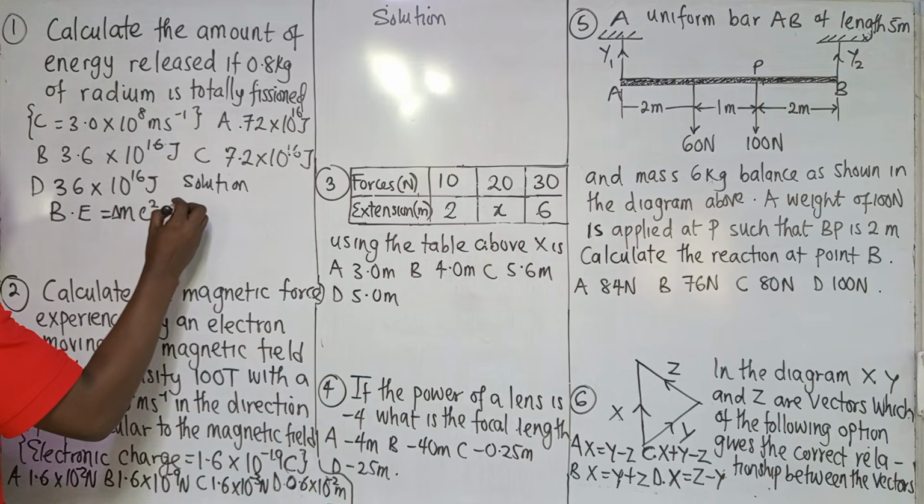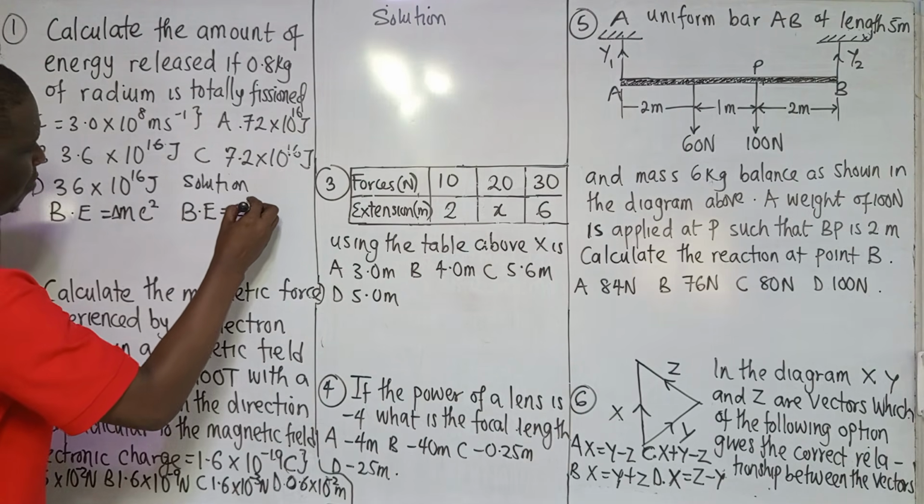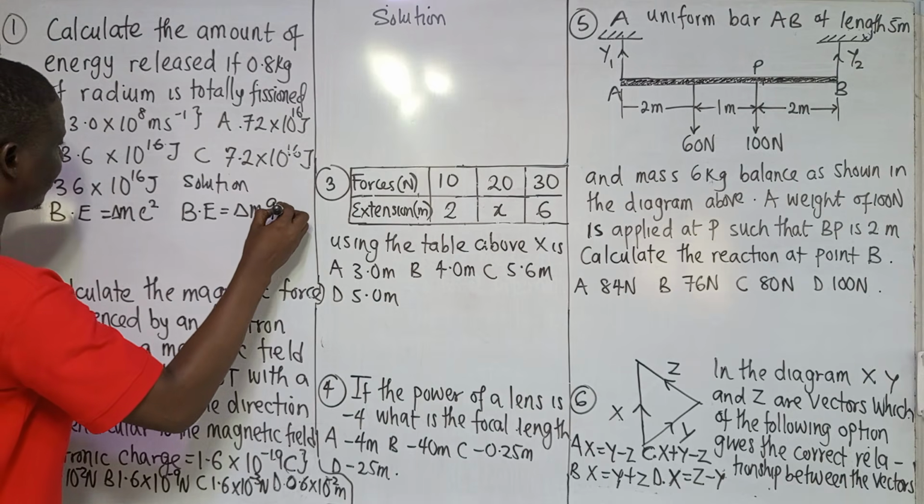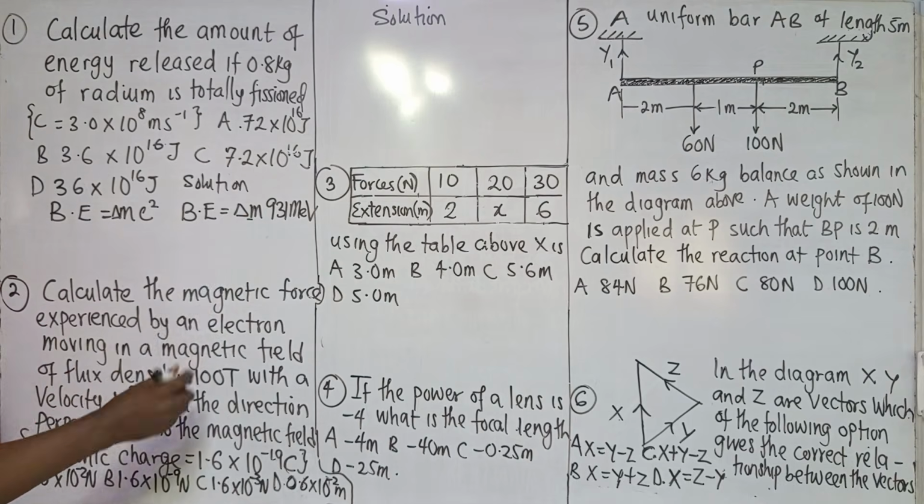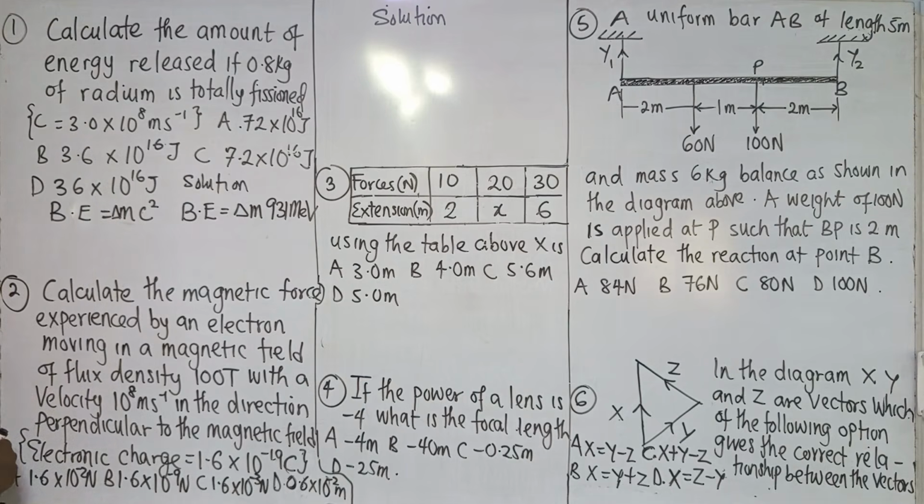the speed of light squared. Then we also have another one: binding energy equals the change in mass, the mass defect, times 931 mega electron volt. That is used if the change in mass is measured in atomic mass unit. We use the first one when the change in mass is measured in kilogram. And don't forget the speed of light is your c, which is given to us here.